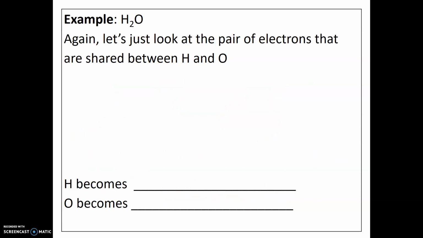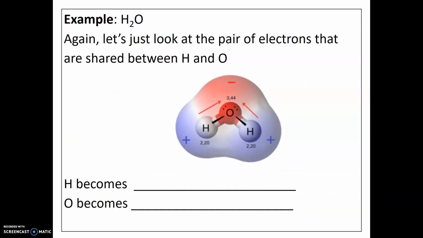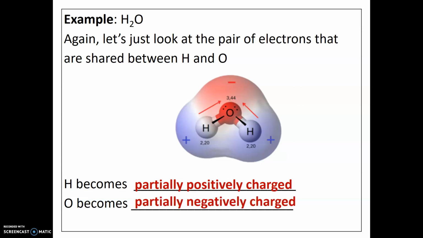If we look at water, when we're dealing with water, we have the hydrogens becoming partially positive and the oxygen becoming partially negative because the oxygen has a greater electronegativity than our two hydrogens. So we have a difference of 1.24, which is between our 0.3 and 1.6, making this a polar covalent bond.